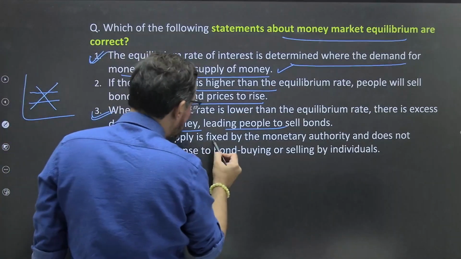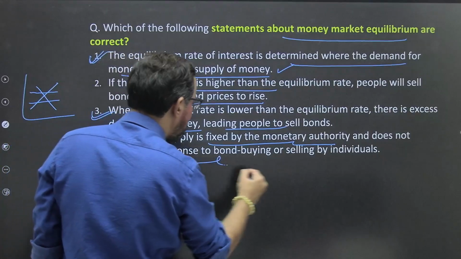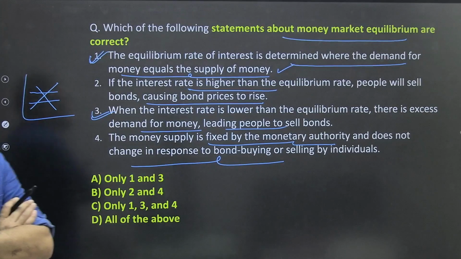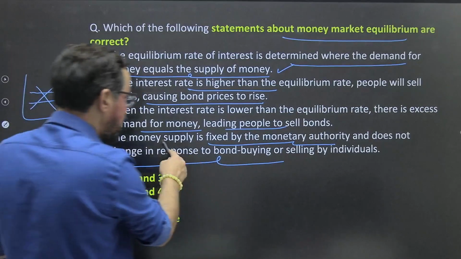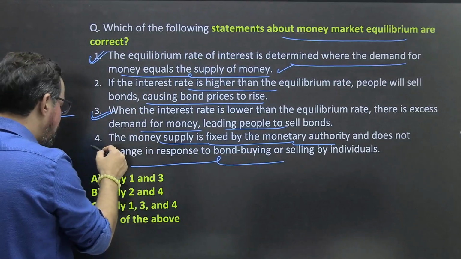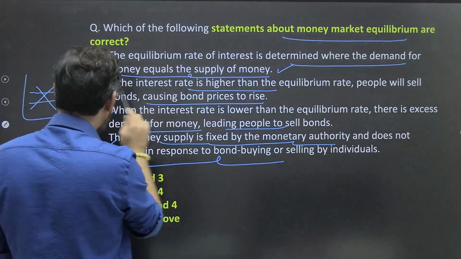The money supply is fixed by a monetary authority and does not change in respect of bond buying or selling by the individuals. The money supply is fixed by monetary policies. ठीक है, तो हमारे यहाँ पे RBI used to do this one. ठीक है, and money change, हाँ बिल्कुल सही आपका ये भी. ठीक है, so if this is correct, do we have any option? ठीक है, this is wrong. ठीक है, why this is wrong?